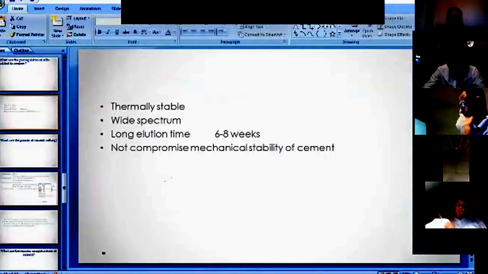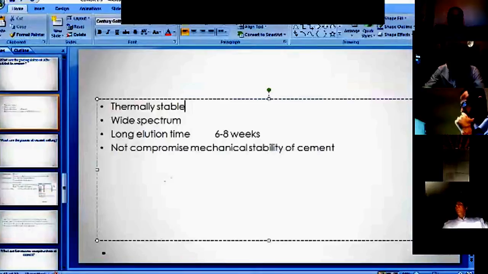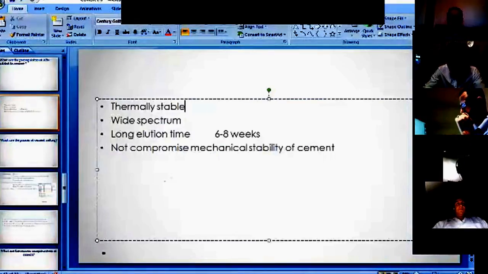Thank you. So again, just to recap, the main 4 properties of antibiotics added to cement: they should be thermally stable. It should have a wide spectrum of action. It has a long elution time, typically gentamicin is 6 to 8 weeks. And it should not compromise the mechanical stability of the cement. You can't add any antibiotics because they could affect the mechanical properties. So these are the main 4, and those could be tested in both part 1 and part 2 of the exam. Great.